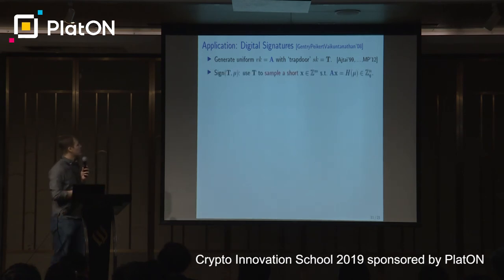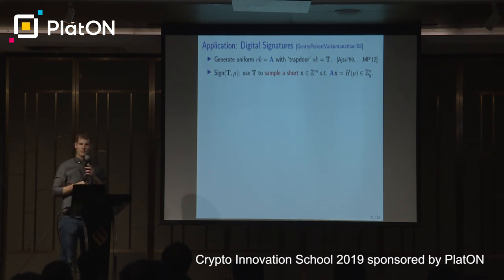In order to sign a message mu, we will use this trapdoor. At a high level, we will use this trapdoor to choose a short random solution x to A times x equals some hash. What we will do is hash mu into Z_q^n. You can think of this as a random oracle. So a random oracle or a random function maps our message mu into Z_q^n. And then our trapdoor allows us to randomly sample a short solution to Ax equals the hash.